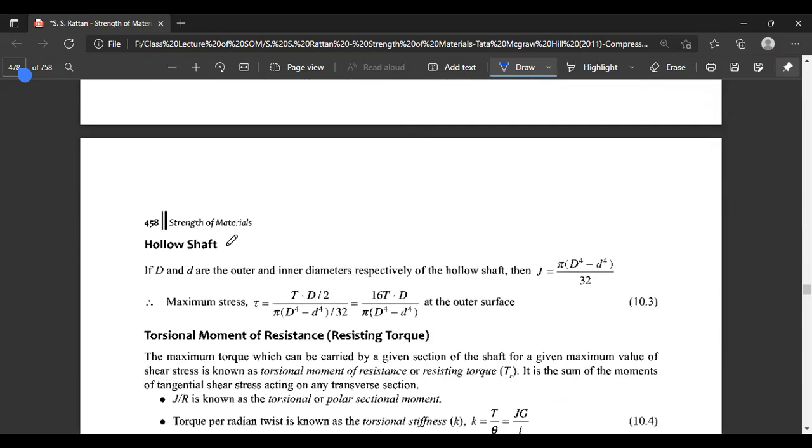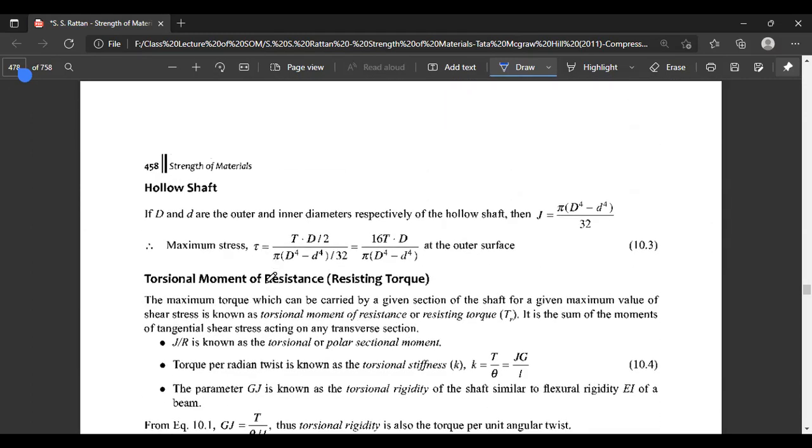And for hollow shaft, if capital D and small d are the outer and inner diameters respectively, then J will be pi into D to the power 4 minus small d to the power 4, divided by 32. Maximum stress tau is T into D divided by 2, divided by pi into D to the power 4 minus d to the power 4 divided by 32, and that is 16 T into capital D divided by pi into D to the power 4 minus d to the power 4 at the outer surface.